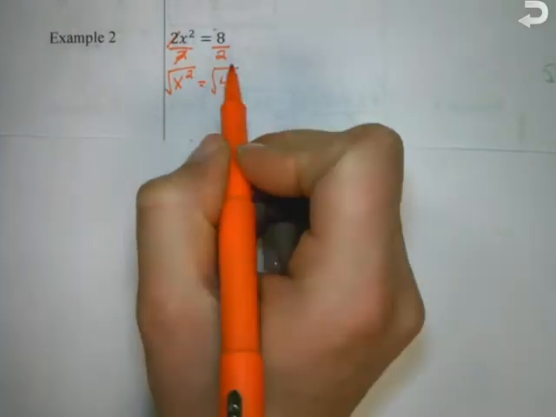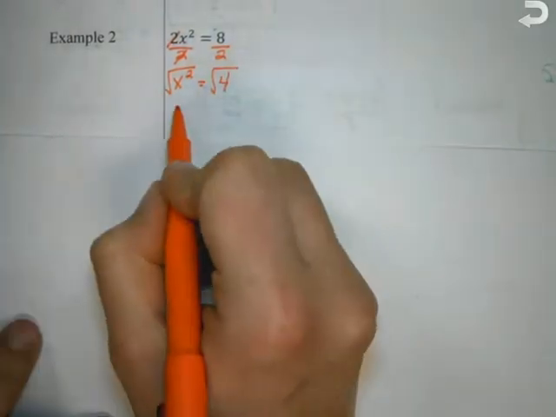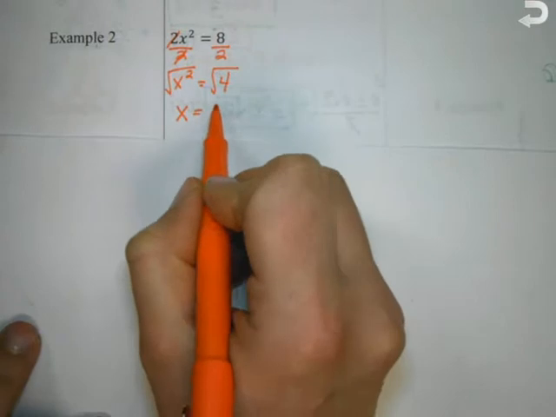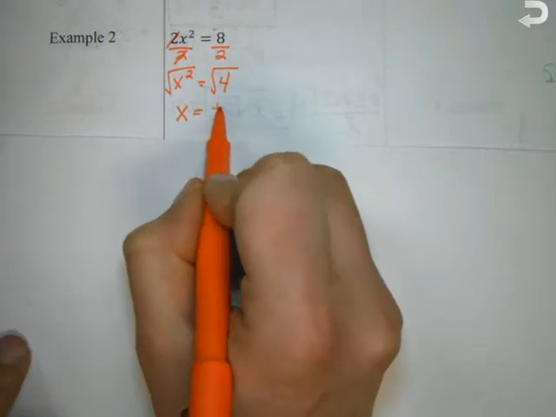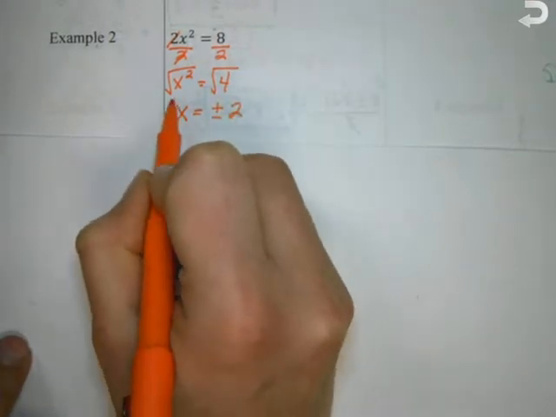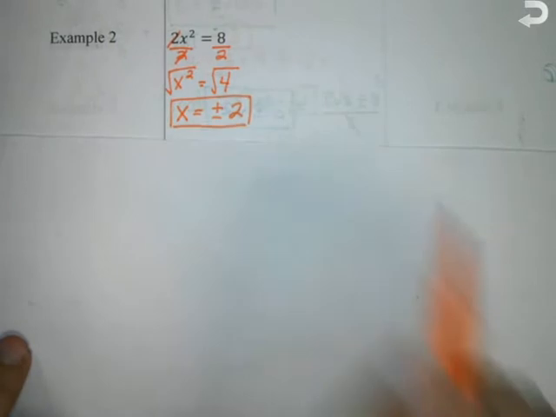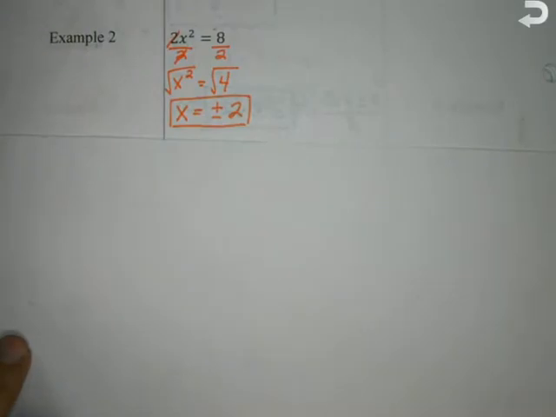which means I get x equals plus or minus 2, because I'm the one that took the square root. Does this make sense so far? Okay, what about example 3?